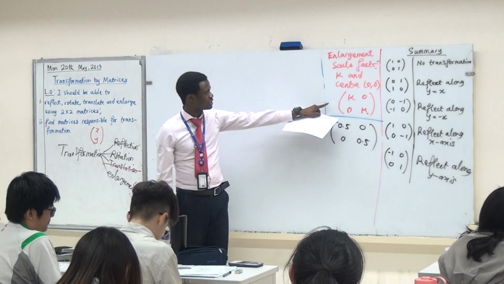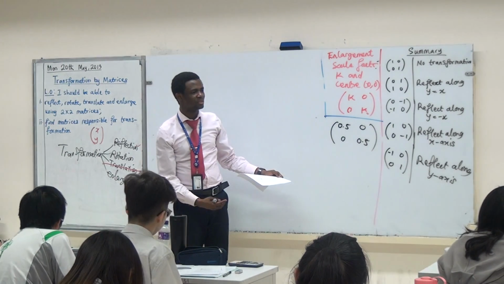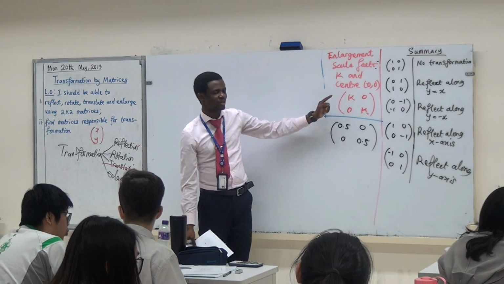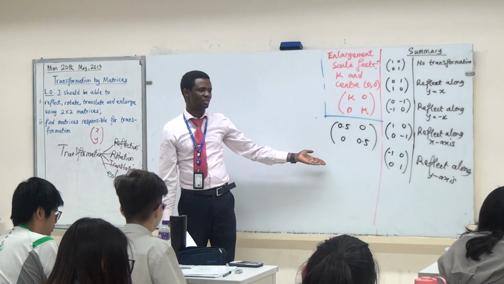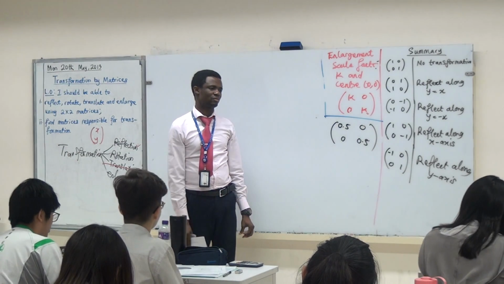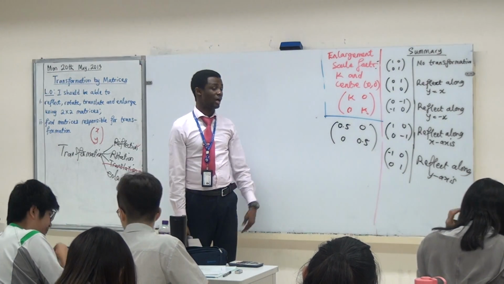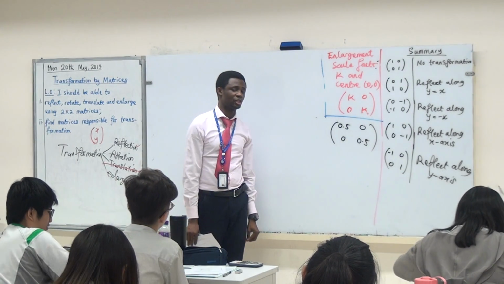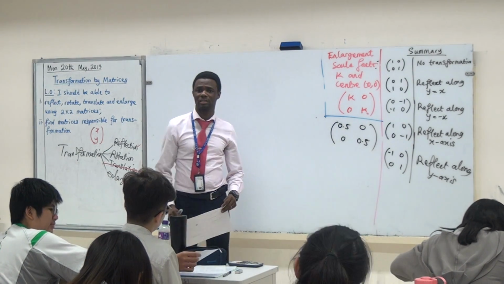Okay, so what does this do? Enlargement. The scale factor is k. So in this case, the scale factor is what? 0.5. And the center is still 0, 0, the origin anyway. Does it make sense?